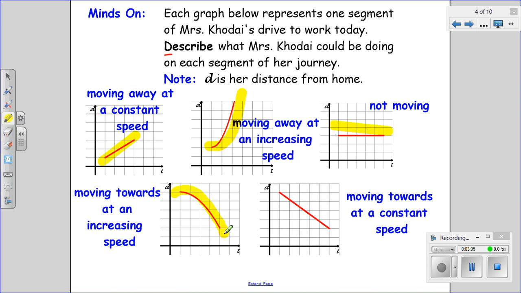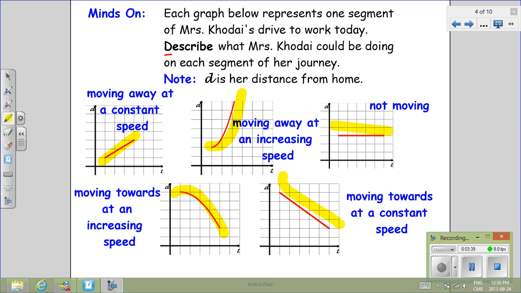And then, of course, if we look at the last graph, it could indicate that the person realized they've reached the maximum speed limit and they're staying at that constant speed until they get back to their house.